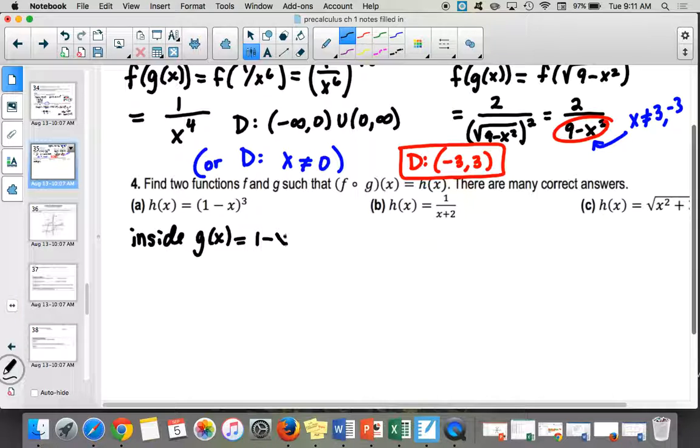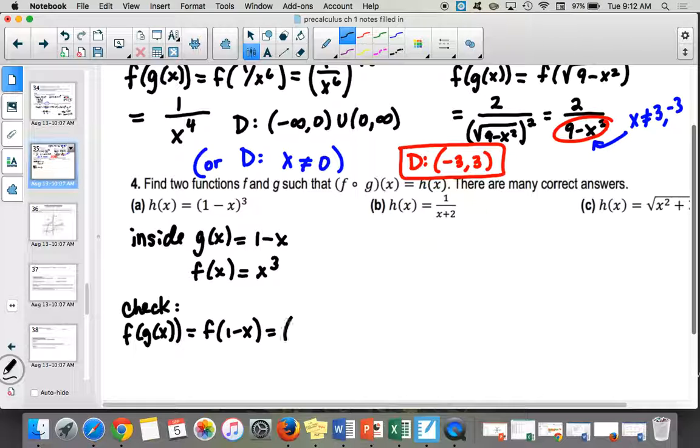So if I let my inside function, g of x, be 1 minus x, and I said f of x, well, what function am I plugging 1 minus x into? What am I replacing the x with? X cubed. Do you guys see that? Then that works out. So you can do your f of g of x, and you can check it. So if I'm checking f of g of x, I have f of 1 minus x, which goes into the f function that I made of x cubed, so I get 1 minus x cubed. That's how that works.